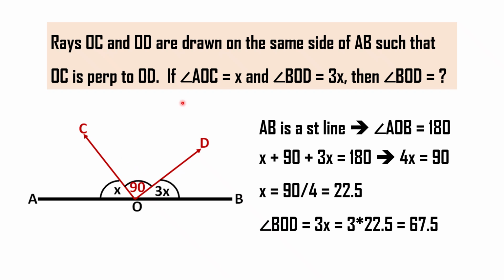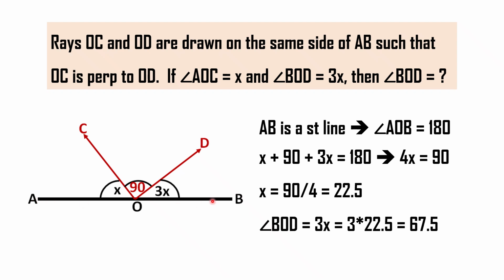Then angle AOC is x, এই অ্যাঙ্গেলটা x, and angle BOD is 3x, এই অ্যাঙ্গেলটা 3x. So AB is a line, O is a point, OC ray, OD ray, perpendicular. So this is 90 degrees. This is x, angle AOC. This is 3x, angle BOD.